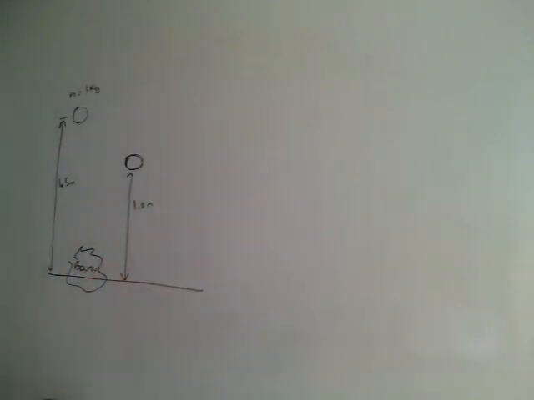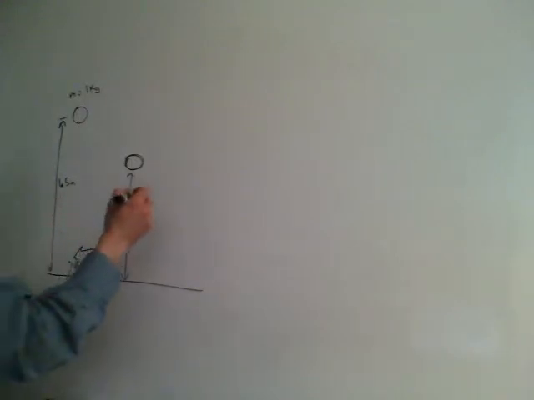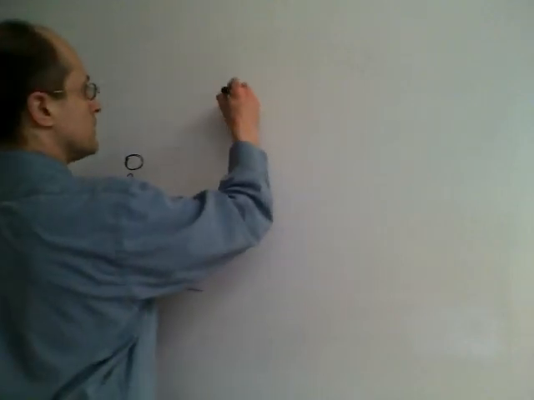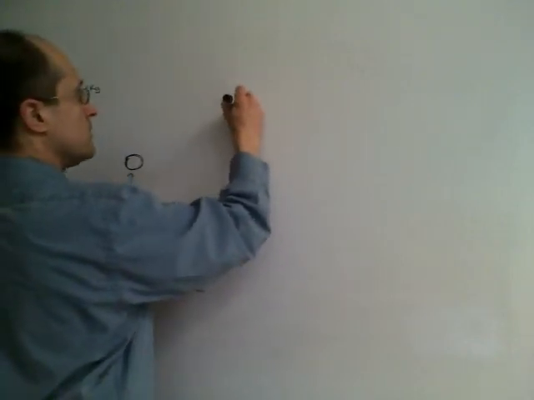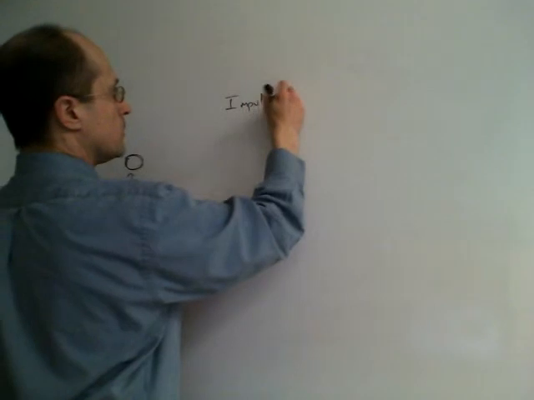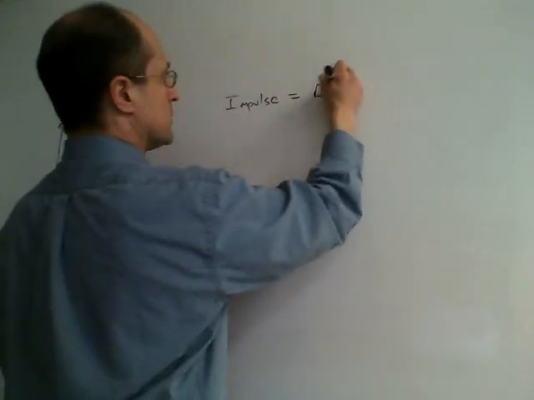So what we want to do is think about what's the impulse on the ball from the ground, and then we'll come back and assume some average time of the ball interacting with the floor to get an average force. So let's look at the idea of how much impulse the ground delivered. So the impulse, we said, was equal to the change in the momentum.